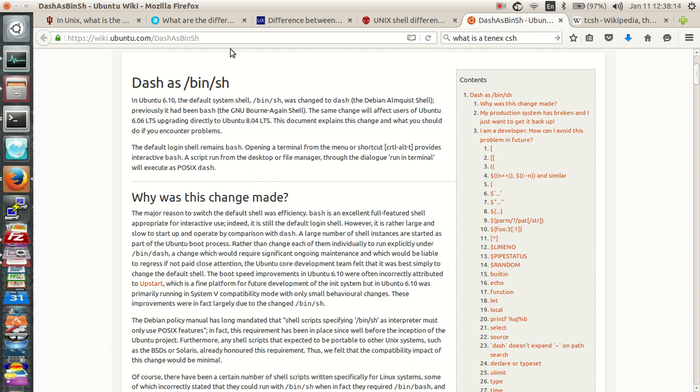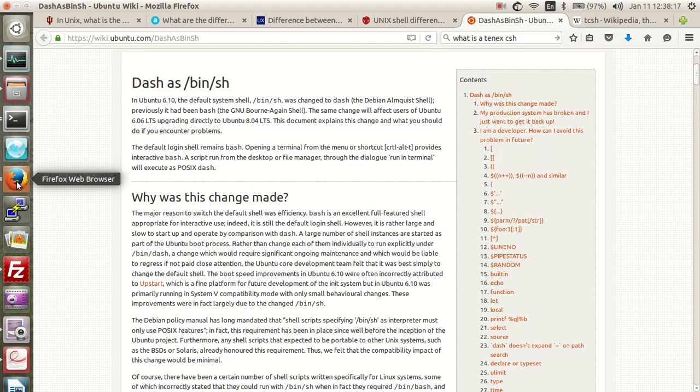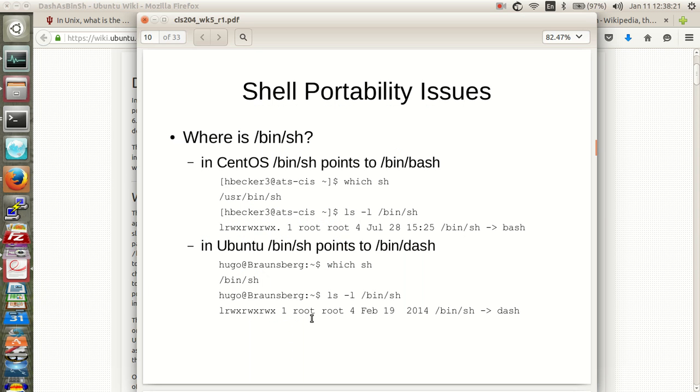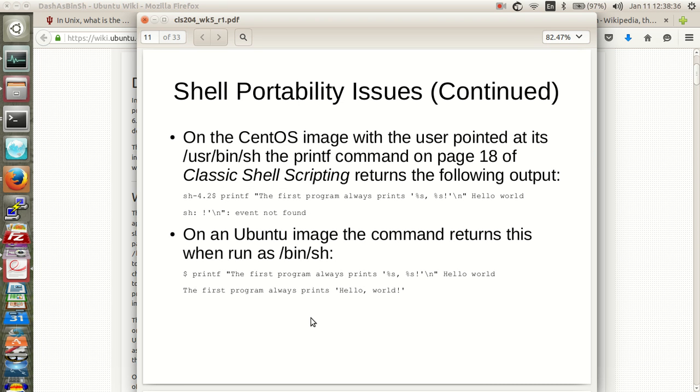Even just in the Linux environment, you won't normally see a regular sh, the real Bourne shell. You'll see it point somewhere else. So shell portability issues continue. On the CentOS image, with /usr/bin/sh pointed at its shell, the printf command on page 18 of Classic Shell Scripting reports the following output.